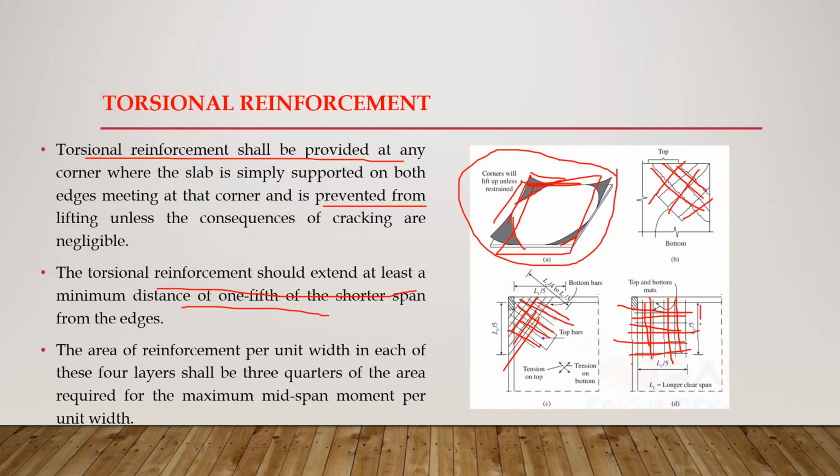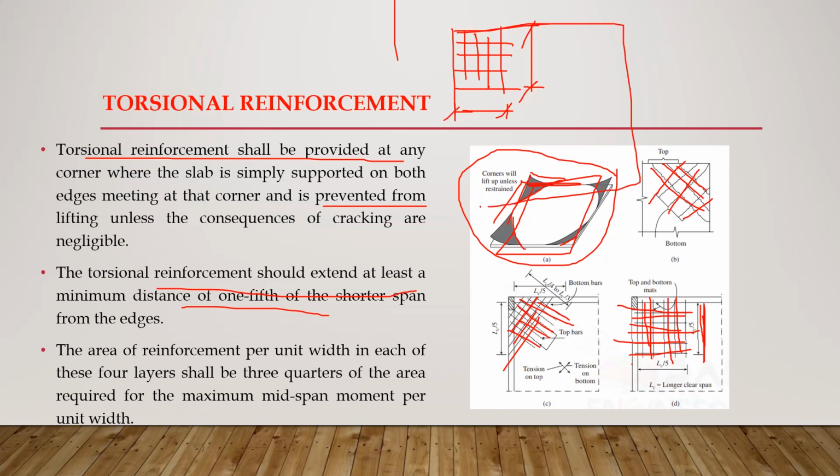The torsional reinforcement should extend at least a minimum distance of 1/5 of the shorter span from the edges. So suppose this is our corner and our torsional reinforcement is placed like this, then the span of this torsional reinforcement should be at least equal to 1 by 5 times the length of the shorter span of this panel. In all 4 edges, you have to detail in a similar way. And this is about the length and the area of reinforcement per unit width in each of these 4 layers.